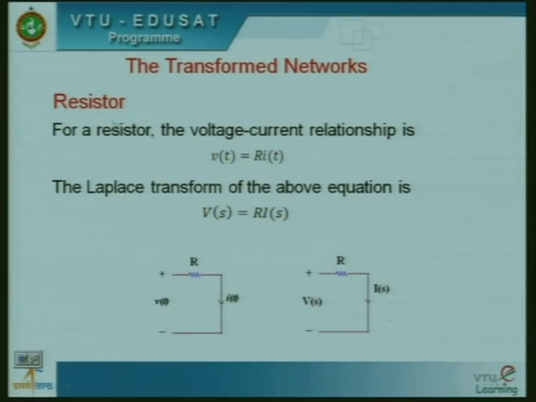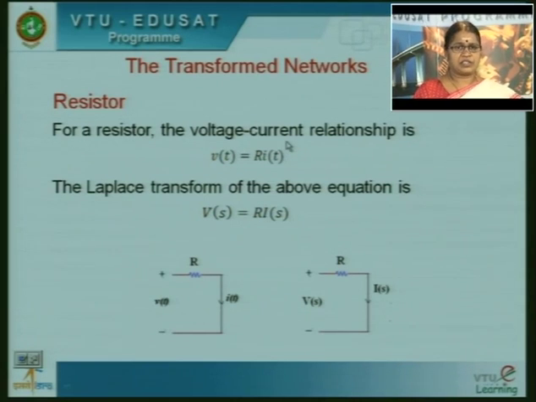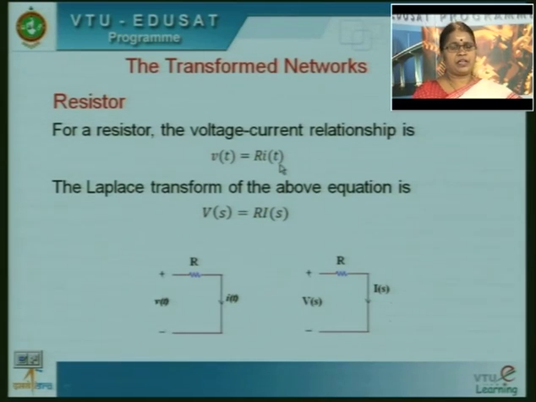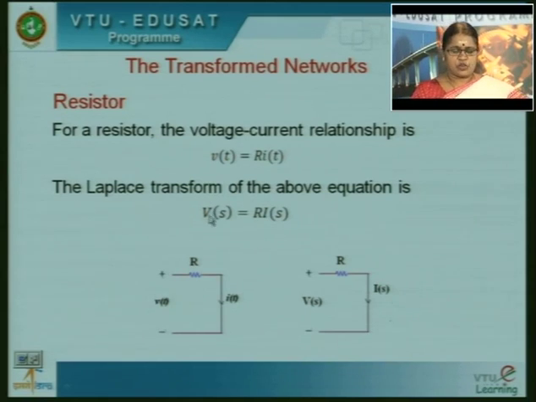So, let us first consider a resistor. In case of a resistor, we know the relationship between voltage and current. The voltage drop across the resistor, if I call it V of t, is given by R into I of t. Now, if I take the Laplace transform of the above equation, we can write V of S is equal to R into I of S. So, I have written the equation in time domain, and then I have taken the Laplace transform of the equation to get the equation in frequency domain.